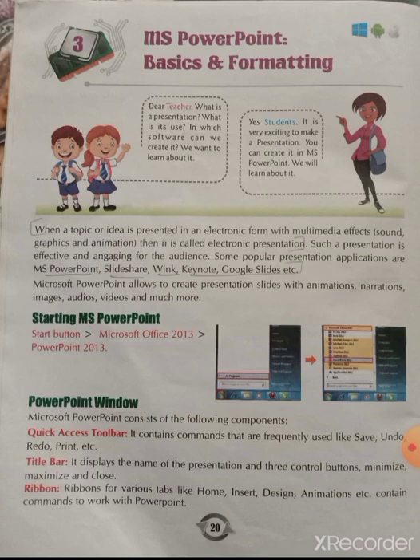Okay, now we'll get introduced to the PowerPoint window. So Microsoft PowerPoint consists of the following components. So which components are there? There is a quick access toolbar. Quick access toolbar means there are options like undo, redo, save, with small icons. It means to do these steps you can directly click on those icons and perform those actions on your presentation slides. So it contains commands that are frequently used like save, undo, redo, print, etc.